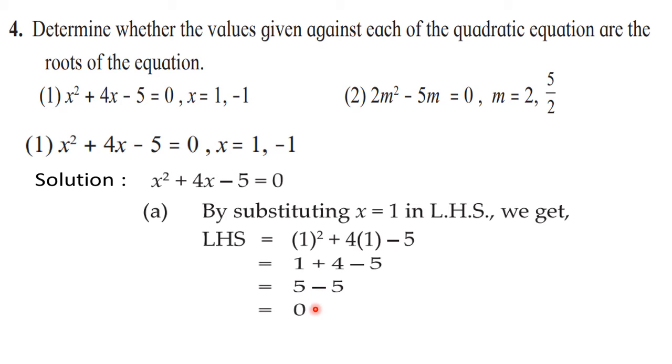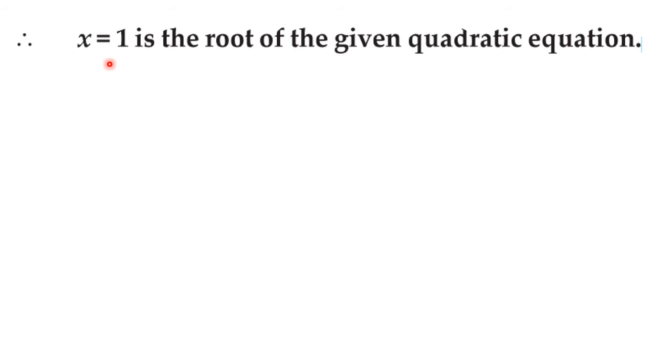Now what we can observe here is RHS is also 0. That means left hand side is equal to right hand side, or LHS is equal to RHS. Therefore, what we can say is x is equal to 1 is the root of the given equation. So you have to write down that as a statement that x is equal to 1 is the root of the given quadratic equation. Now let us check for x is equal to minus 1.